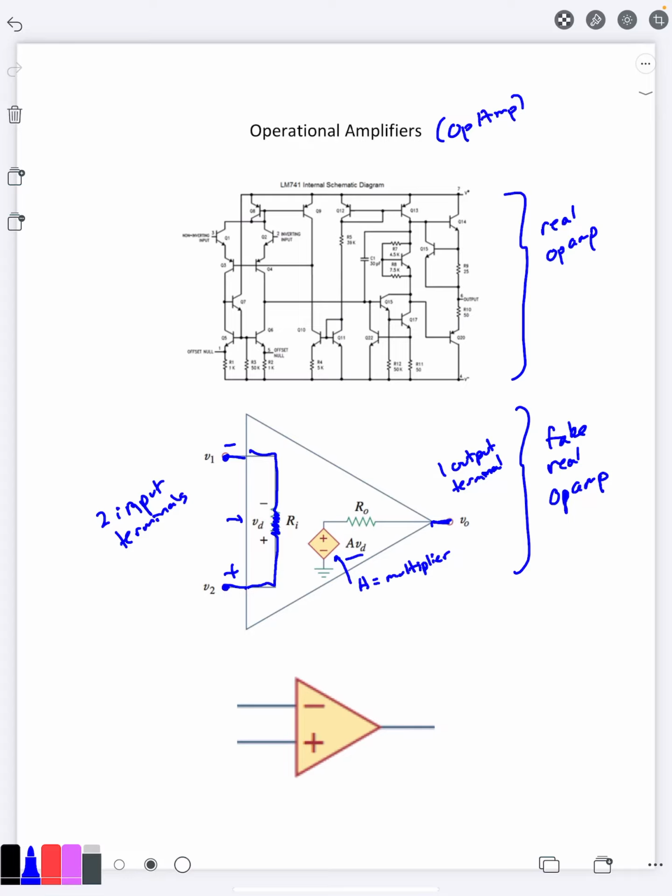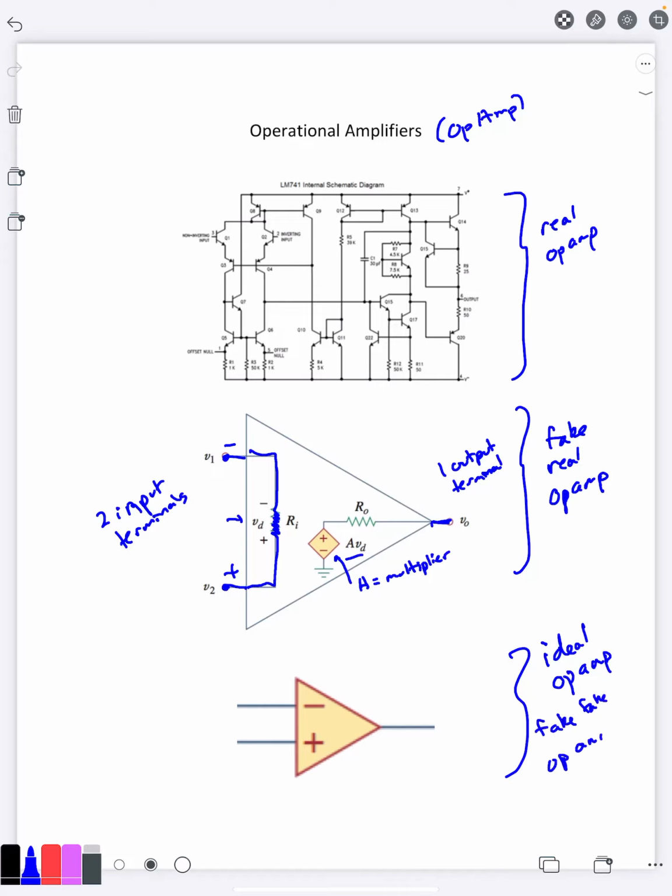Now what we could do is draw a circuit using this specific diagram here. They give you specific values for the resistances and for the A, and they ask you to calculate what the output voltage is given the two input voltages and so on. And that's perfectly fine. What you're going to see though is that it ends up being a whole lot of work, and it turns out there's a much simpler way to get the same answer, and that's what's going to be called the ideal op-amp. Or if you want to call it the fake op-amp.